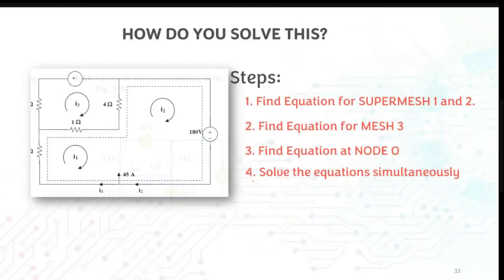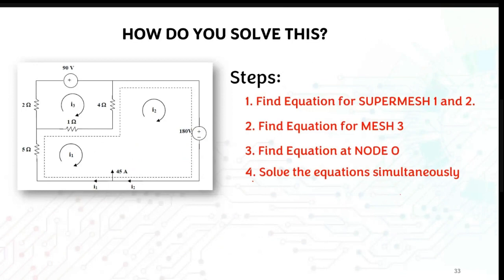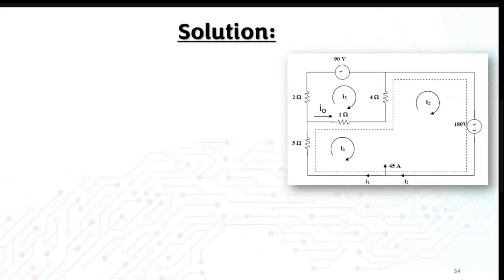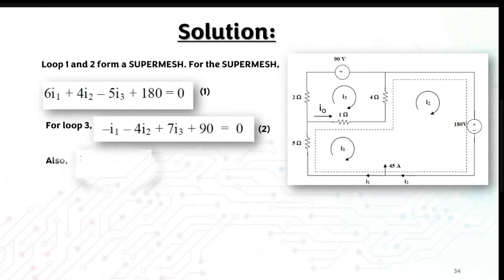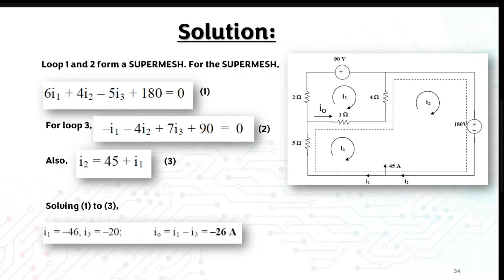Okay, so this is the step: super mesh 1 and 2, mesh 3, node 0, and then you can solve the equations. All right, so let's see what we got here. This one is your super mesh equation, which comes from I1 and I2. Obviously, you can just add these equations.